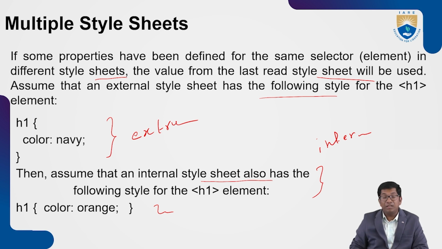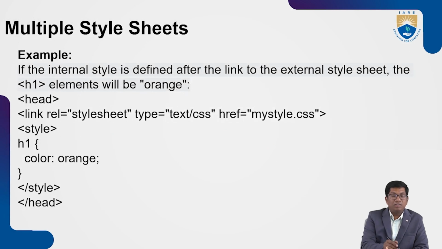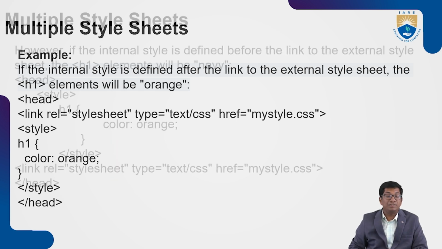Okay, if you have given the link element before the internal style sheet, then it will apply the orange. If you have given the external style sheet after the internal, then it will apply the text color navy for the H1 element. See here, we have given the external style sheet before the style element. So this will apply first, then it will be replaced by the internal style sheet. So that we call multiple style sheets.